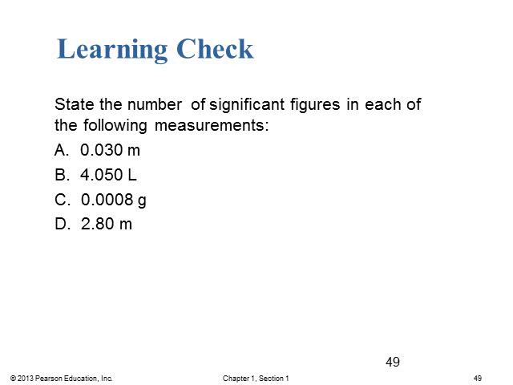So the 0.0 in A is not significant. But that 0 after the non-zero, so the 0 after the 3, since it's after a decimal point, is significant. So in A, there are 2 significant figures. In part B, we have a sandwiched 0, and we have a 0 at the end after the 5, and because that 0 is after a non-zero digit, and it's after a decimal point, then it's considered significant. So in part B, we have 4 significant figures.